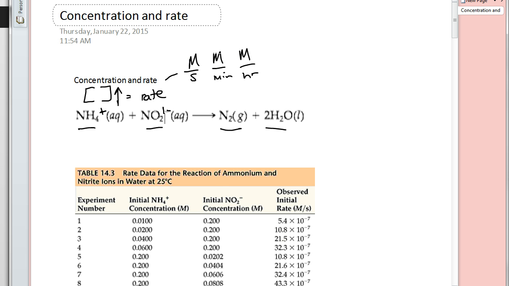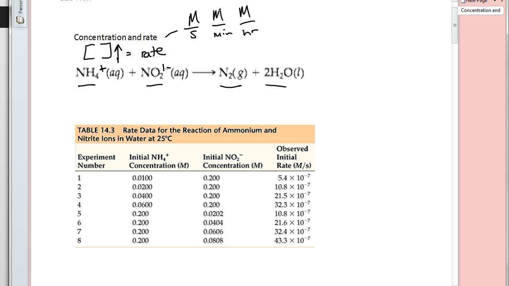And we have some data down here at the bottom on a data table, and I'm going to just highlight what's going on. We're going to be looking at these data tables a lot. So we have 8 experiments that were done, and in each of these experiments they have varied the concentration of the ammonium ion, measured in molarity. They've also varied the concentration of the nitrite ion, measured in molarity as well, and they have some initial rates that were observed.